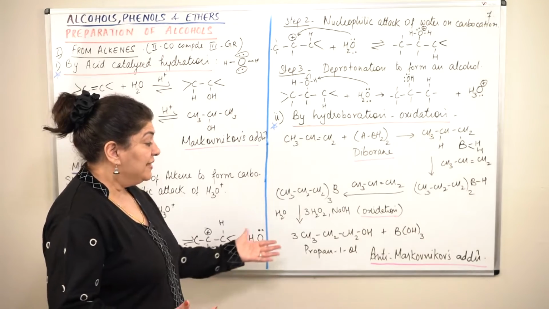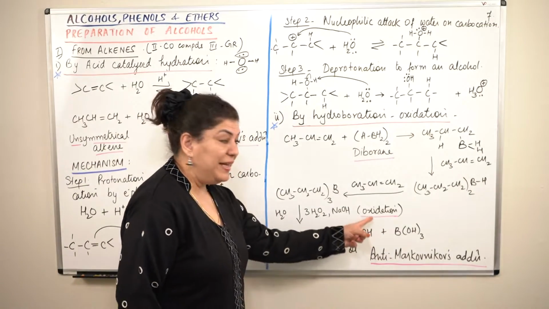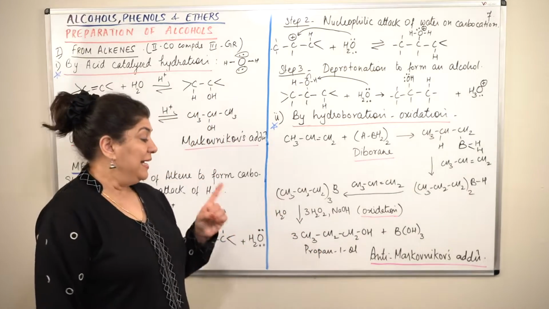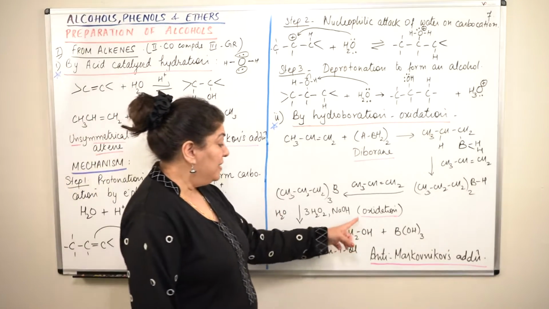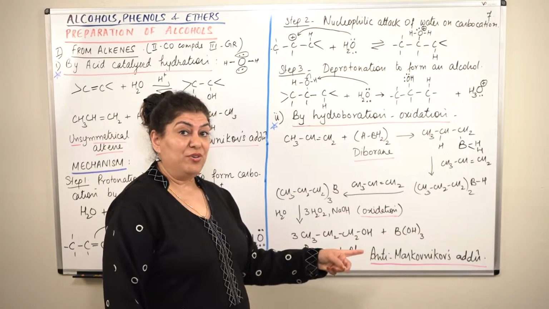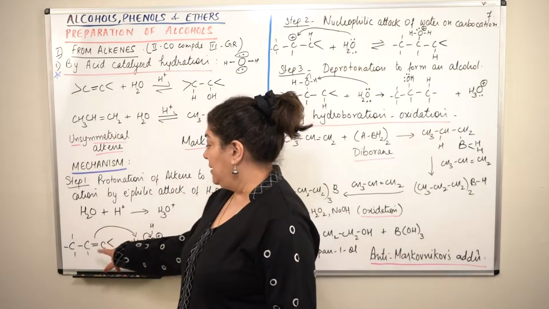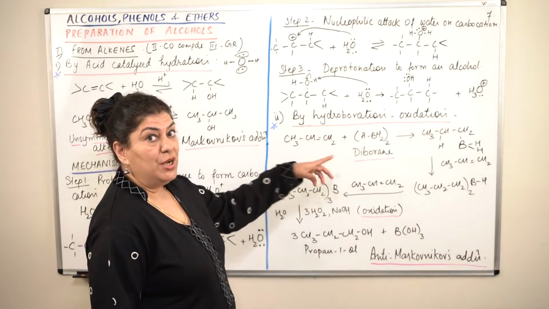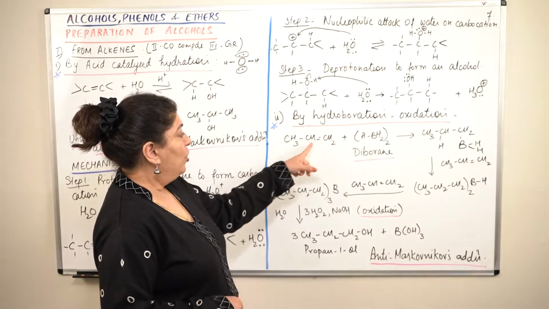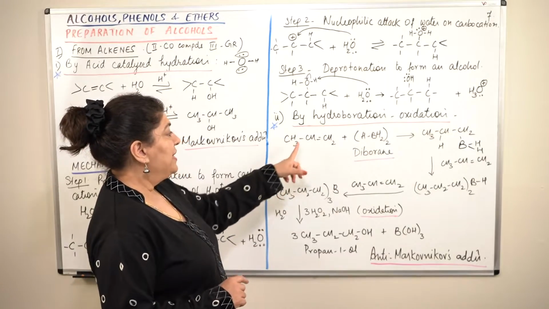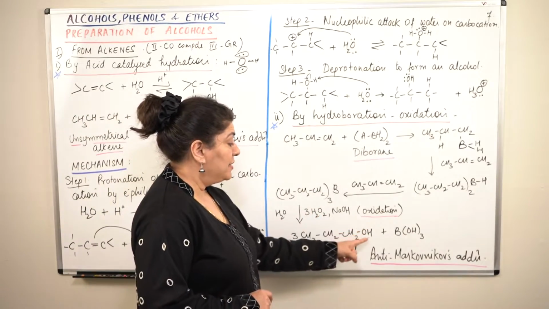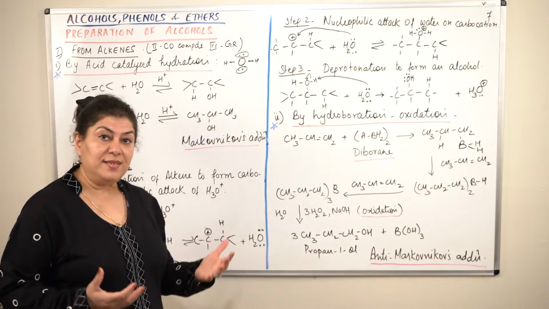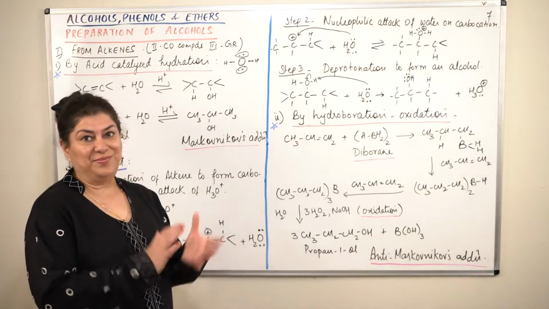And if you see, the addition of the negative part of the addendum took place on the terminal carbon and not on the carbon with the lesser number of hydrogens. It added to the carbon with the larger number of hydrogens, because there is only one hydrogen here and there are two hydrogens here. If it was Markovnikov addition, the OH would have added here. But in the end we find that a primary alcohol is formed, which means that this addition is an anti-Markovnikov addition.